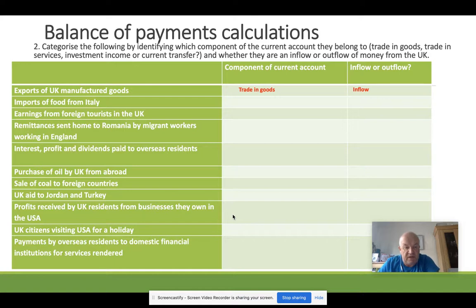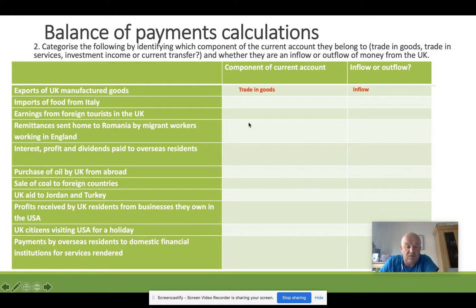Okay, so the first one then, exports of UK manufactured goods. Well, if we've got exports, that clearly is going to be a trade in goods, of manufactured goods, and that's going to be an inflow. So happy days. Manufacturing is generating goods that we can sell, and that would be an inflow into our country.